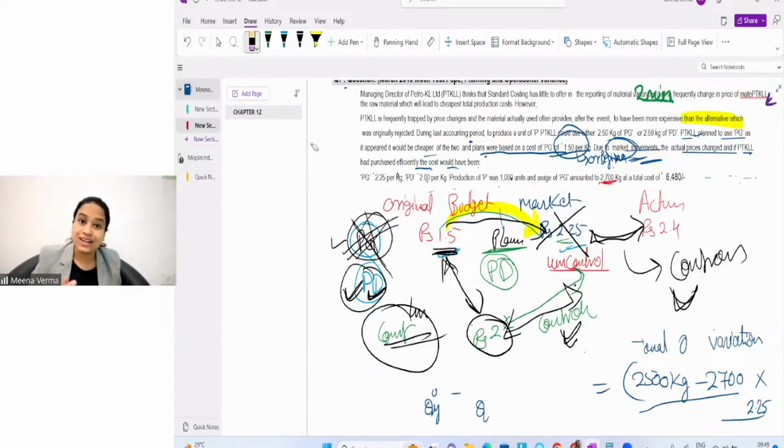ये तो होगा ही होगा. ऑल्टरनेट यूज करने के बाद भी प्राइस इंक्रीज हो रहा है तो होगा ही होगा. You cannot avoid it. The strategic level manager cannot avoid it. This is beyond control. But after that, whatever the price rise is, it is within the control, right?